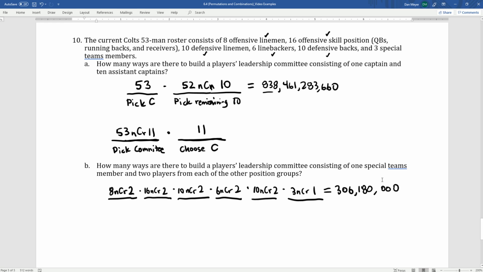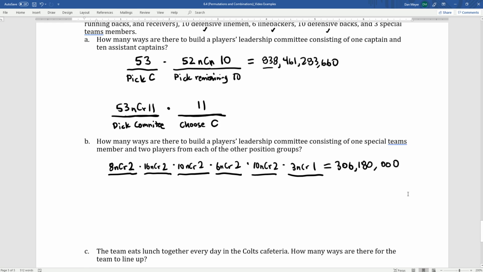All right, and again, that's not considering that there's one particular player who is the team captain. If we wanted to bring that into the mix, we could do something similar to what we did up here, where we pick a committee, a players' leadership committee, and then choose a captain.